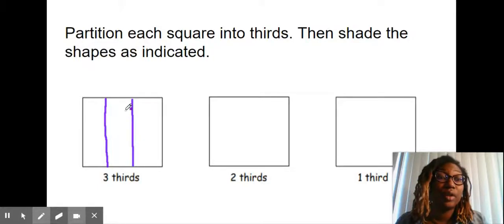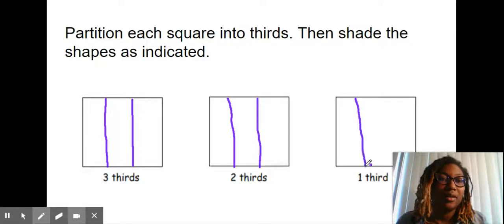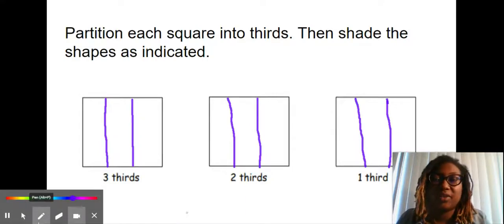Okay, so I would just need 2 lines, right? Because I have to draw 2 lines that breaks it into thirds. So that's step 1. I have to do each one into thirds. That's a bad one. Okay, mine's probably not the perfect equal shares, right? But it'll do. Okay, so now I split all of my shapes into thirds.